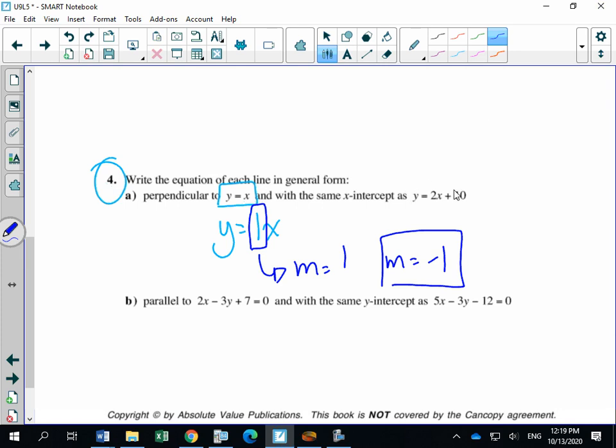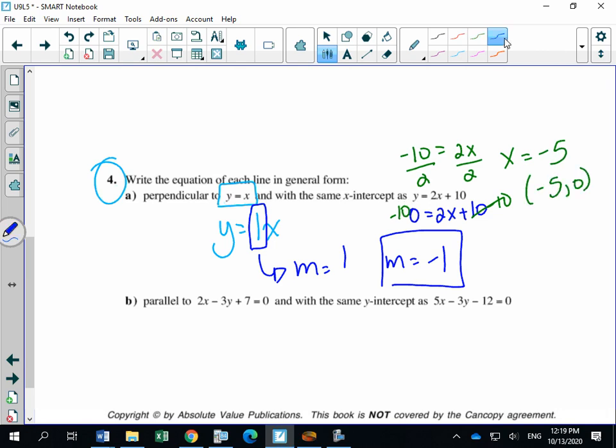Same x-intercept as this guy. If they want an x-intercept, Antonio, what do I let equal to 0? Y. So let's quickly find the x-intercept. 0 is equal to 2x plus 10. We need to solve for x. So let's subtract 10 from both sides. And we would get negative 10 is equal to 2x. Divide that by 2 and divide that by 2. The x-intercept is negative 5. The point would be negative 5 comma 0. And there's your x1 and your y1.